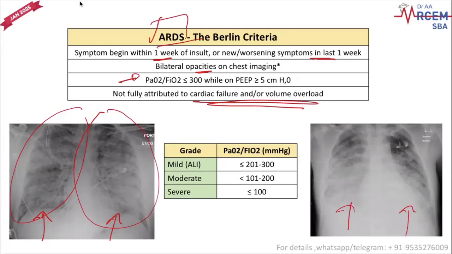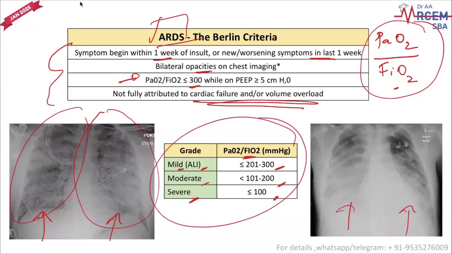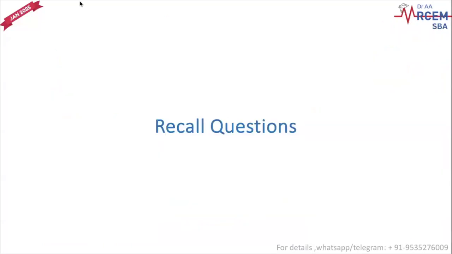Along with the ratio of PaO2 to FiO2. PaO2 is a value what you get on an ABG, divided by FiO2, which is basically fraction of inspired oxygen. If this value is less than or equal to 300, if it satisfies all these four criteria, then you call it an ARDS. ARDS is further classified as mild, moderate, severe. Mild is also known as acute lung injury, depending on this ratio. If the ratio is between 200 to 300, it is mild. 100 to 200, it is moderate. Less than 100, it's severe. This is what you need to remember. This is the definition of ARDS. This is known as Berlin's criteria.